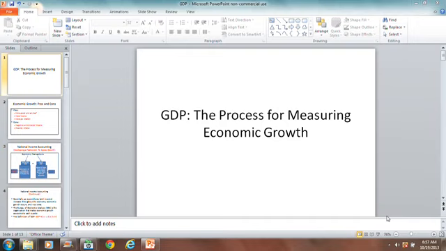When the economy shrinks, it's said to be experiencing recessionary conditions. Right, so GDP is how we determine whether the U.S. economy is growing or shrinking.